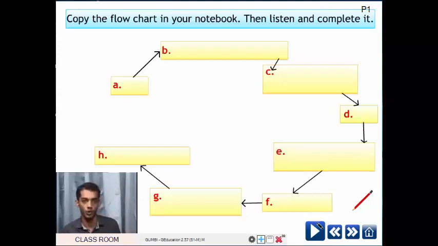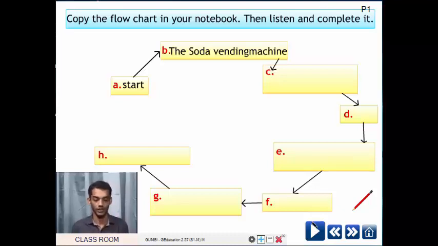Now we have to complete this flowchart. Tell me, children, first what we have to do to get the lemon soda from the soda vending machine? Sir, first we have to start. Very good. We have to start. Then what's the next step? So we have to search for the soda vending machine. Yes, very good. We have to search for the soda vending machine.